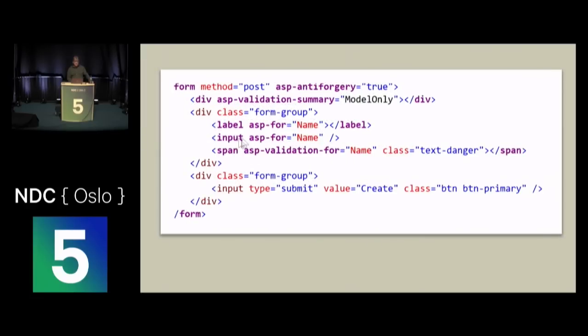So asp-for. That's a tag helper that's useful in a variety of scenarios. You can use it for labels, so it'll pull out the display name for a particular model property, like name. You can use it for inputs. It works the same as an HTML helper. It just blends into the HTML better. But it uses the metadata provider to go out and find information about this property. It knows its type. It knows its name. It can set the type of the input. It can add the validation attributes there for client-side validation.